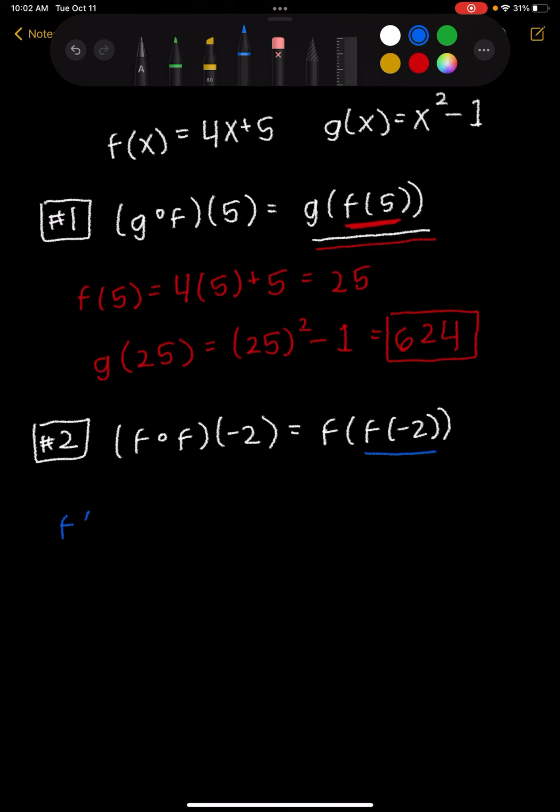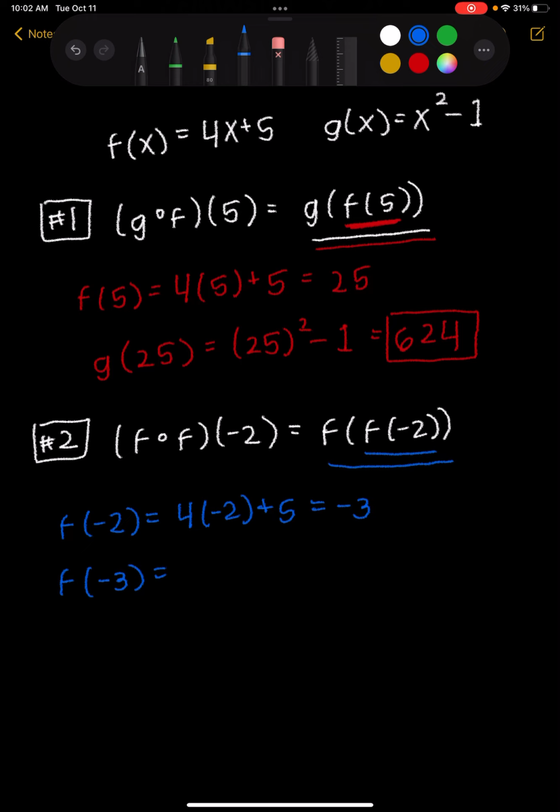I'm going to rewrite that over here, f of -2, which means I'm going to plug -2 into my f equation. So I'd have 4 times -2 plus 5, which gives me -3. So now I know that f of -2 is equal to -3. I can rewrite this whole equation by replacing f of -2 with -3, because that's what I know it equals.